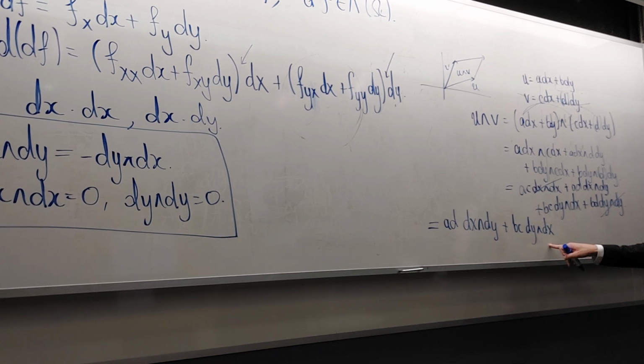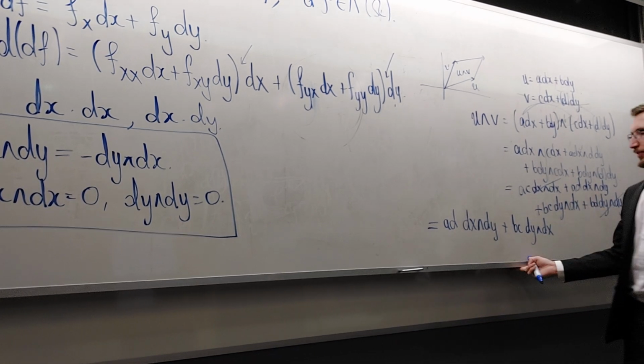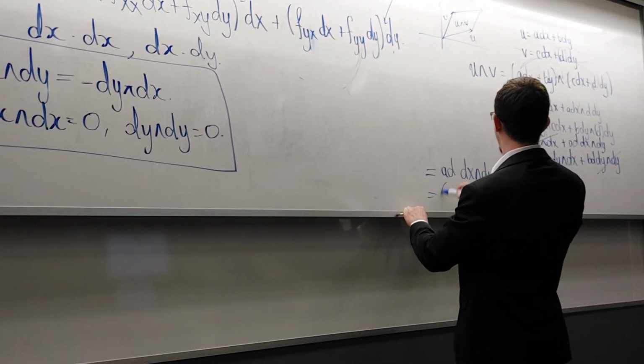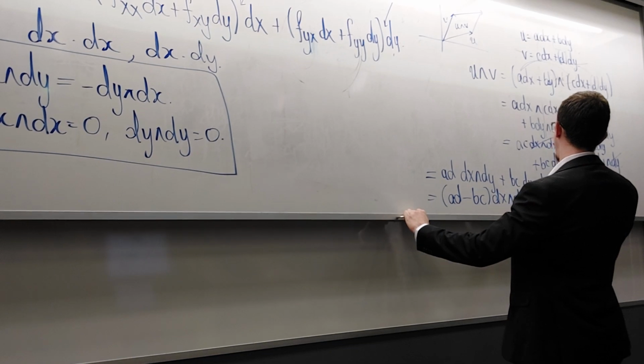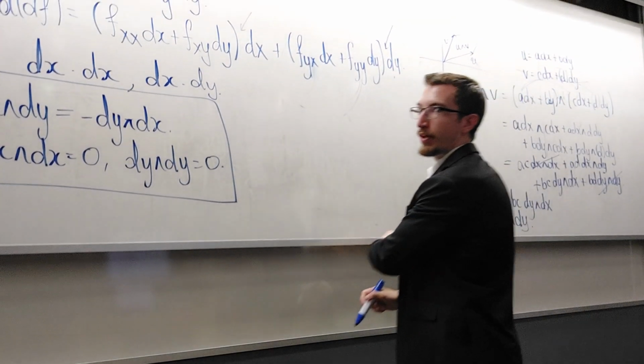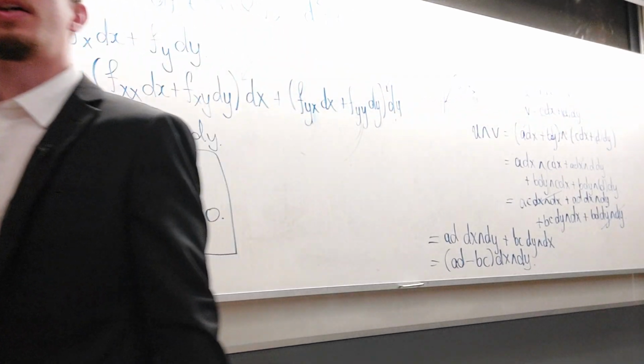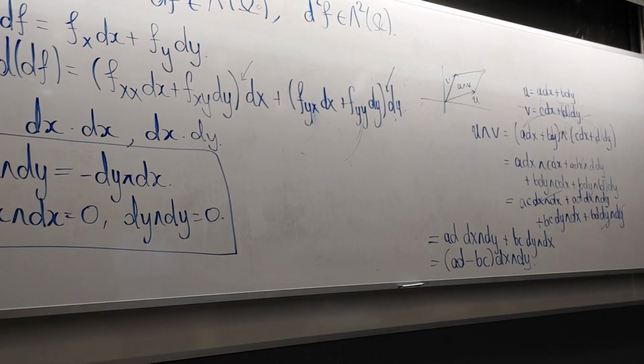What's dy wedge dx? Minus dx wedge dy. Exactly. So I get ad minus bc dx wedge dy. What's that? Determinant of a 2 by 2 matrix.